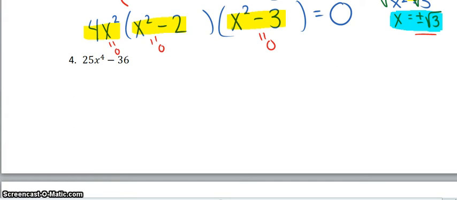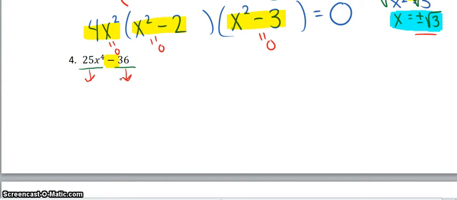For this one, I want to use a trick that we learned in our chapter 5, and that's the difference of 2 squares. So we used to use this with quadratics, but the same thing's going to apply to any problem where you have a difference of 2 perfect squares. So what's the perfect square? 25x to the 4th. What's a perfect square to equal 36?